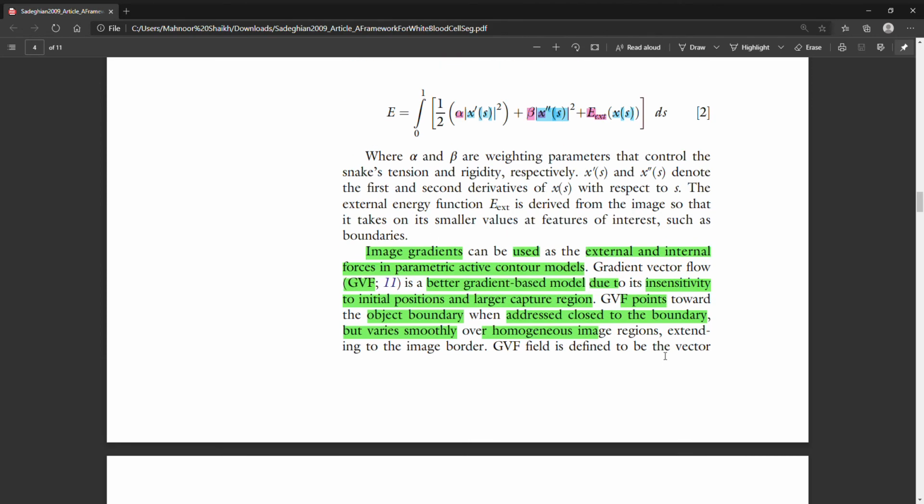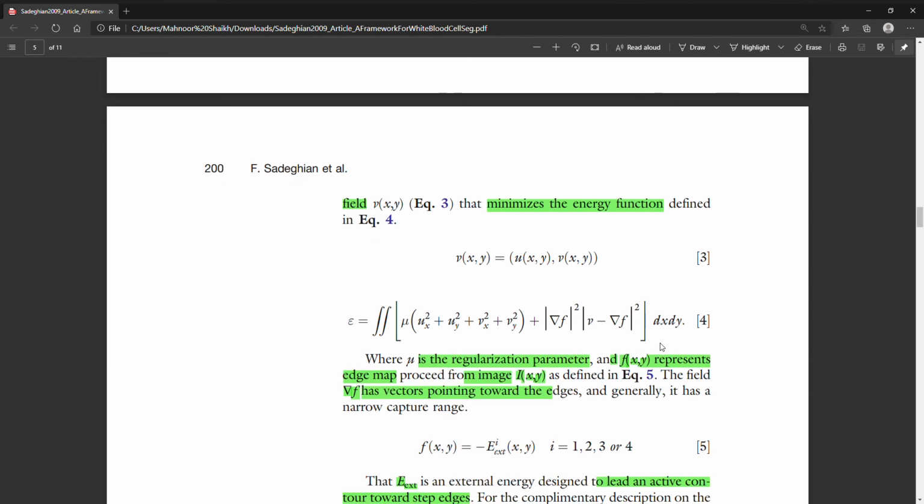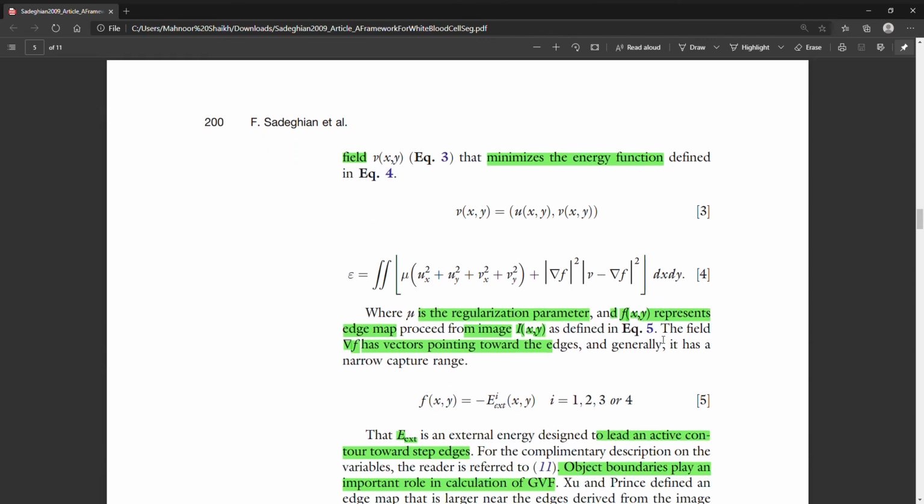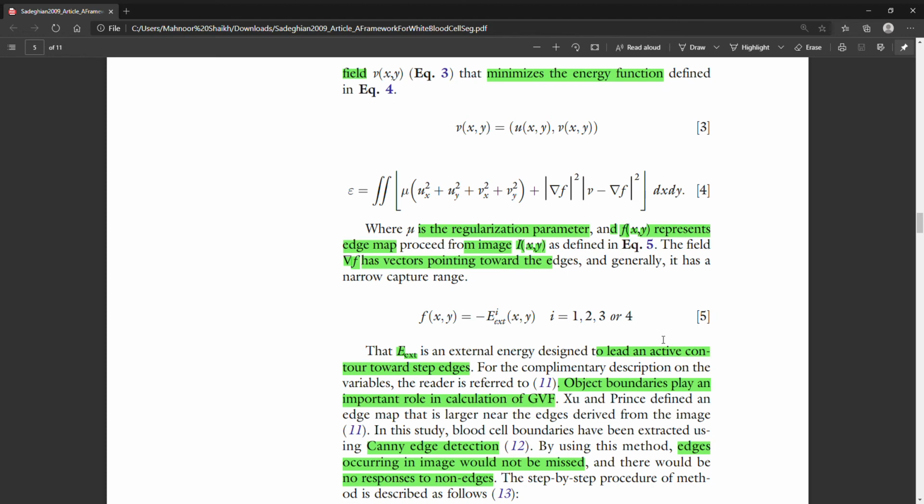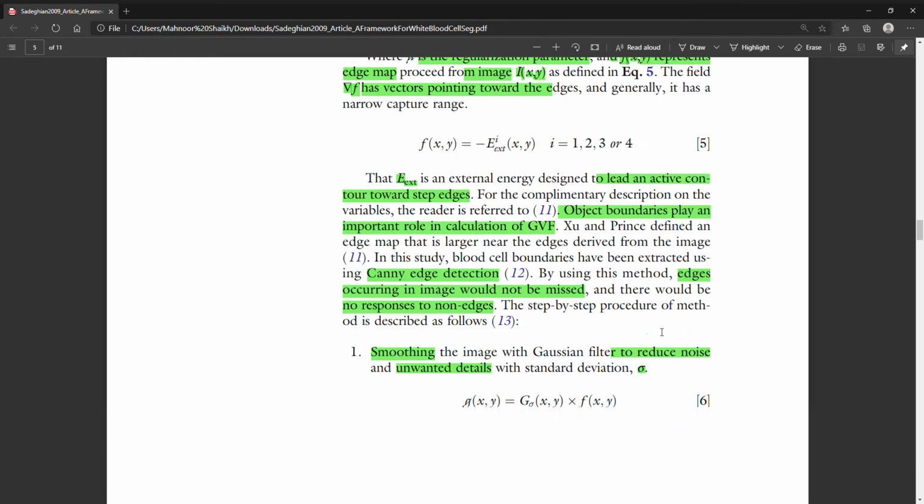Image gradients can be used as internal or external forces in parametric active contours. The gradient vector flow, due to its insensitivity to initial positions and larger capture region, is considered a better gradient-based model. It points towards the object boundaries, and it works very smoothly over homogeneous images. Some more equations are applied for image segmentation and identification of nucleus and cytoplasm.